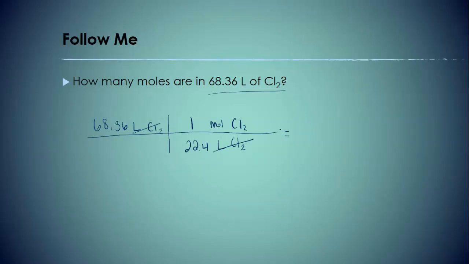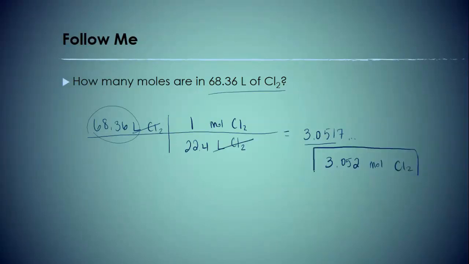So we've got 68.36 divided by 22.4 is 3.0517 dot dot dot. Your calculator goes on for a while. Can I keep all this? No. I have to go back to this. This has 4 sig figs, so I can keep the first 4 digits. Well, that's going to be 3.052. The 7 is going to round us up. And what are the words that go with it? Moles of Cl2.